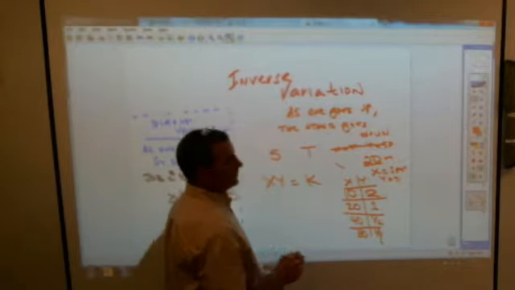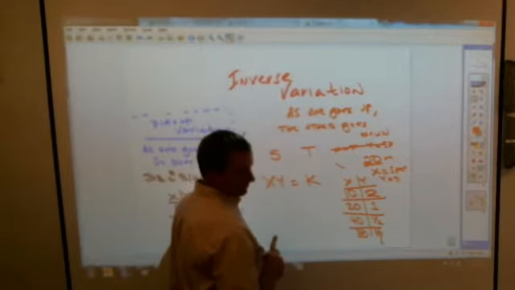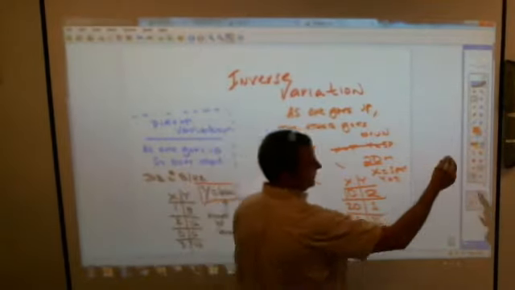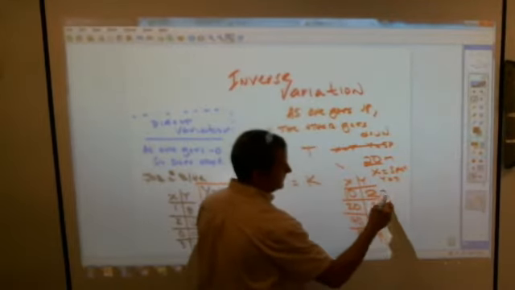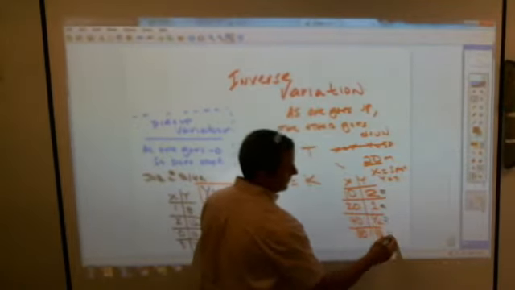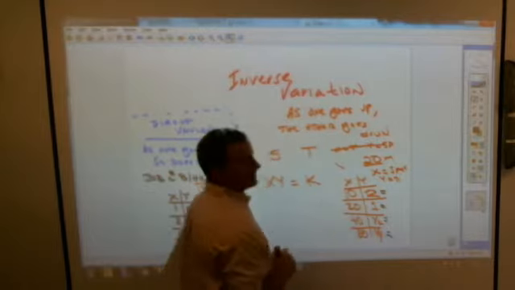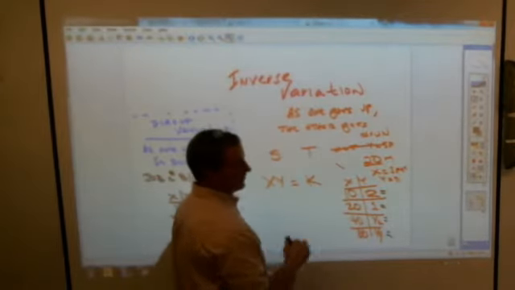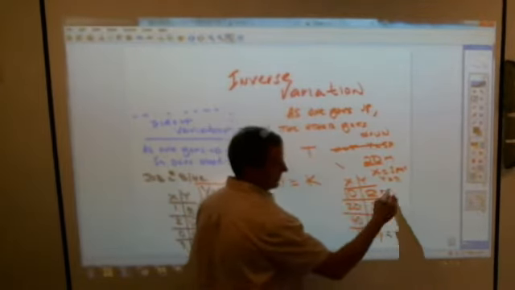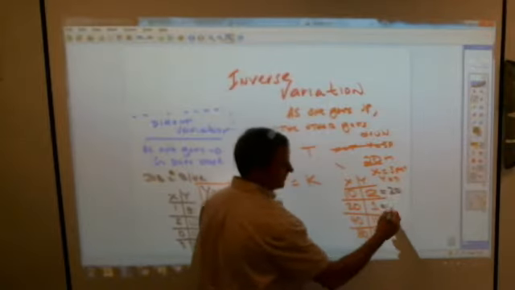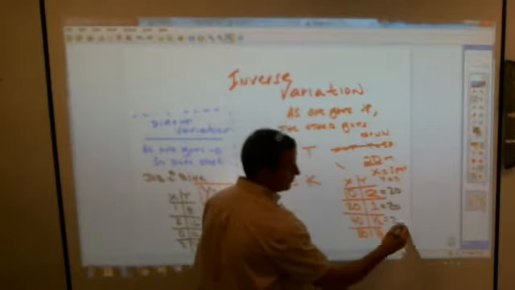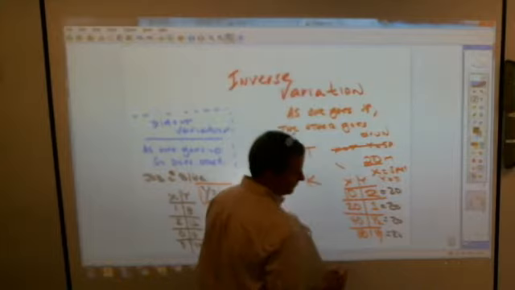Now, the beauty of inverse variation is this. This is the easiest way to do this. X and Y always have to equal the same thing. In other words, 2 times 10 is 20. This times this is 20. This times this is 20. This times this is 20.